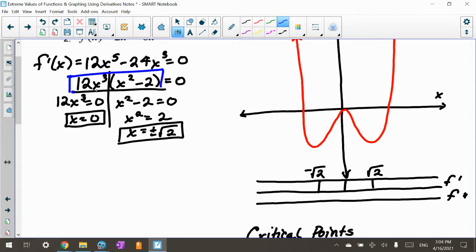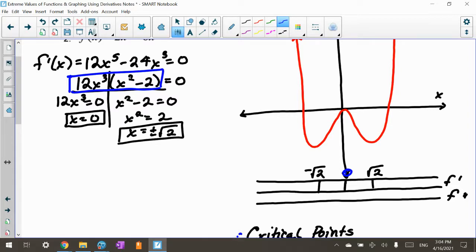If you look at this, I'm going to plug in numbers to the left of negative radical 2, between that, here's a 0 in here, and I have positive radical 2. So if I go to the left of negative radical 2, let's pick, you can pick anything, negative 7. When I square a negative, it's going to be positive minus 2.